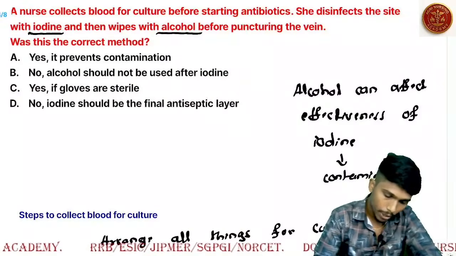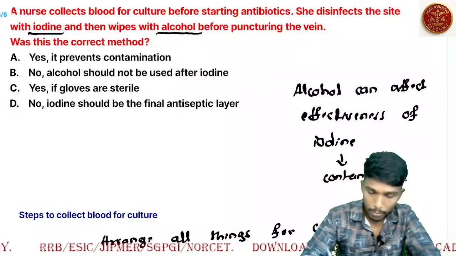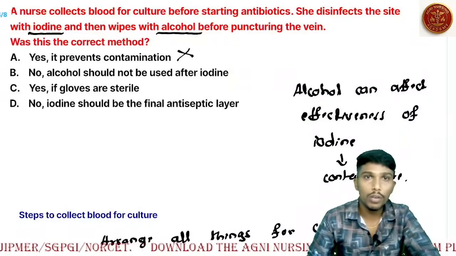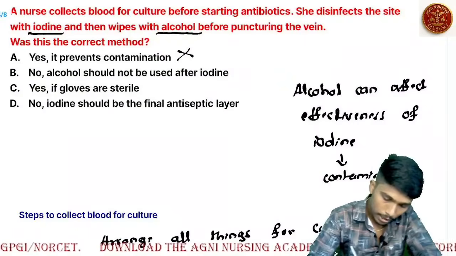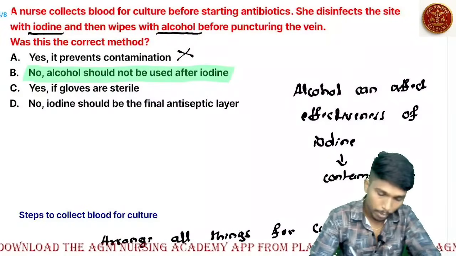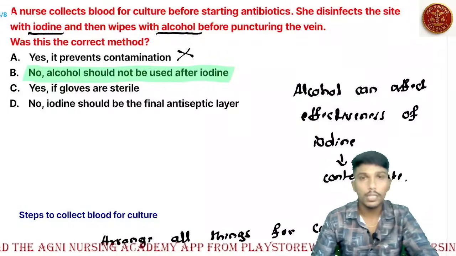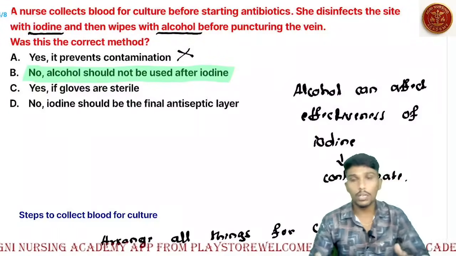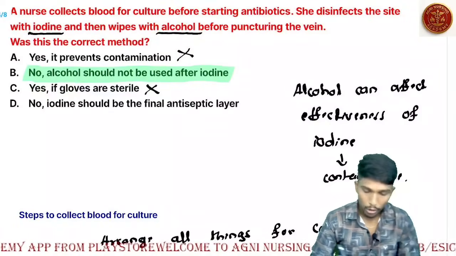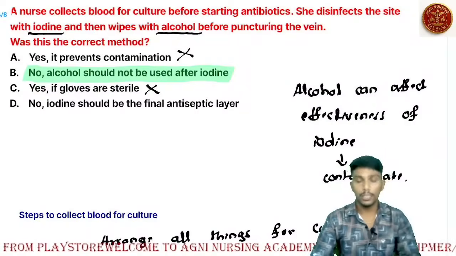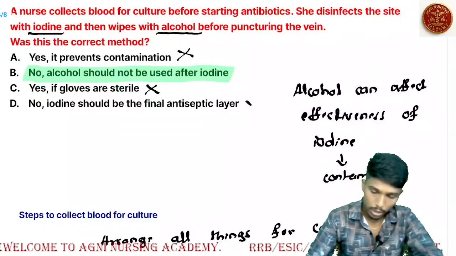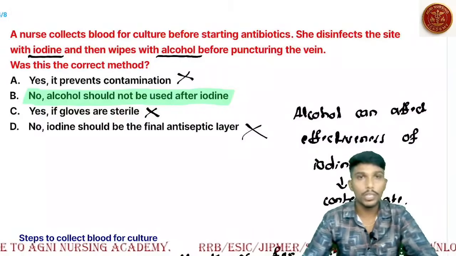So coming to the options, yes, it prevents contamination. No, it can cause contamination. Option B, no, alcohol should not be used after iodine. Yes, this is the correct answer of this question. Then coming to option C, yes, if gloves are sterile. There is no connection between the gloves and alcohol, so this is also wrong. No, iodine should be the final antiseptic layer. In place of iodine we can also use chlorhexidine solution, so this is also wrong. The correct answer of this question is B.